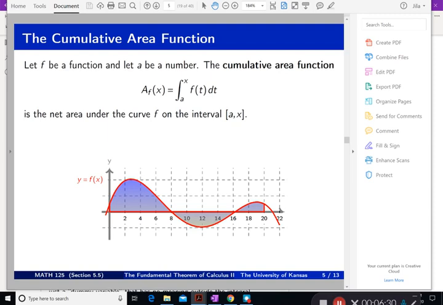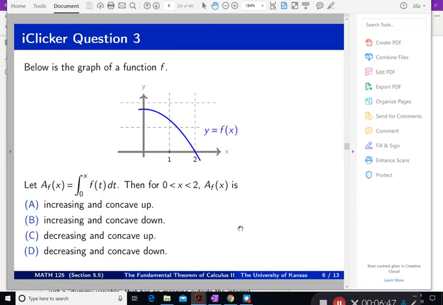Oh, this gives me an idea that f may be the derivative of A sub f, because when f is positive, A sub f is increasing, and when f is negative, A sub f is decreasing. So basically what the fundamental theorem does for us is that, before getting to the fundamental theorem, let's go over iClicker question 3.